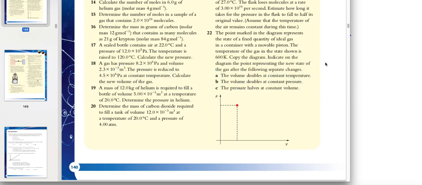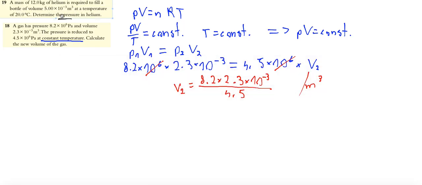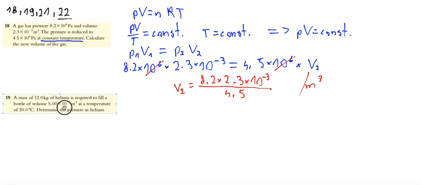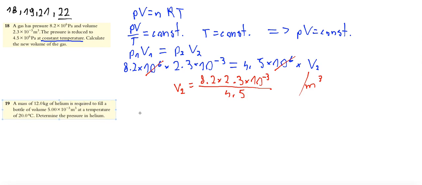Okay, exercise number 19. Let me copy here and solve this. I hope you are checking and your answers are the same or almost the same. Okay, we have 12 kilograms of helium. A mass of 12 kilograms of helium is required to fill a bottle of volume 5 times 10 to the power of minus 3 meters cubed at a temperature of 20 degrees Celsius. Determine the pressure of helium.